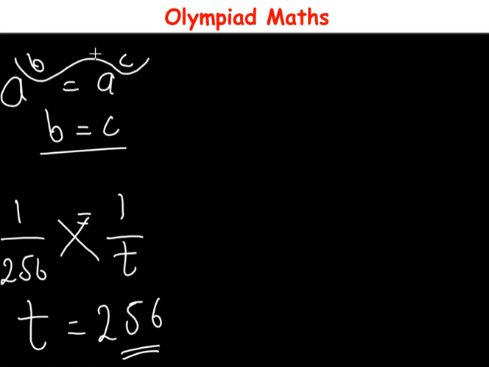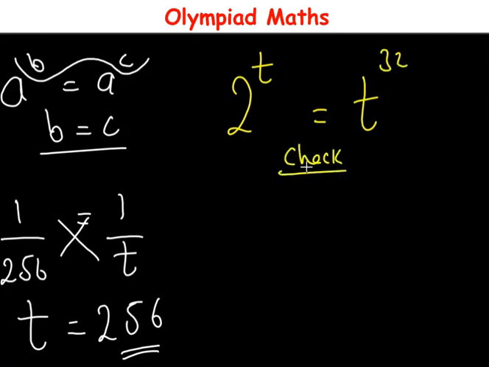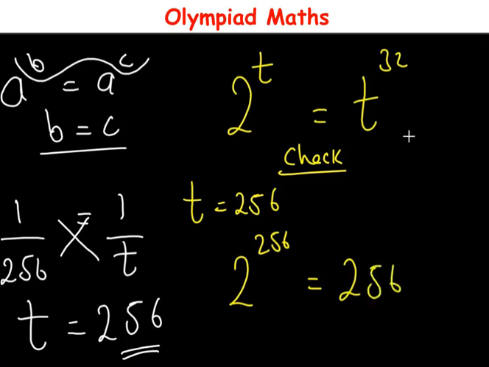Now the question is 2 raised to power t is equal to t raised to power 32. So let us check. So the solution of t that we got, t is equal to 256. Inputting t as 256 into the equation, what we have is 2 raised to power 256 is equal to 256 raised to power 32. With this equal each other, question mark.